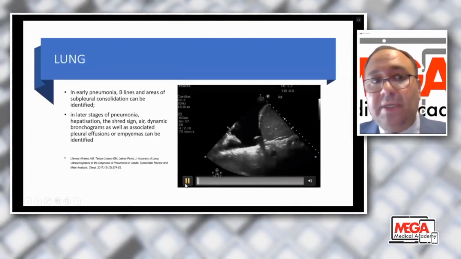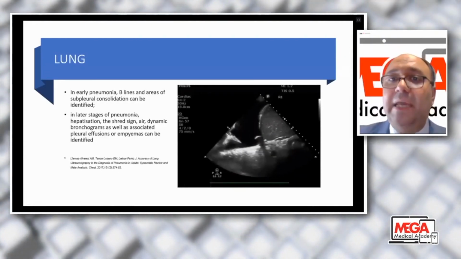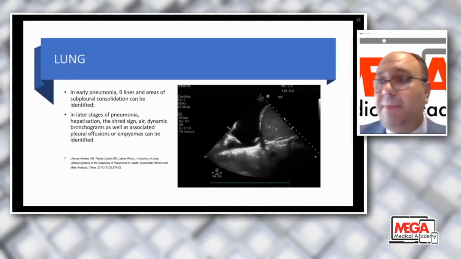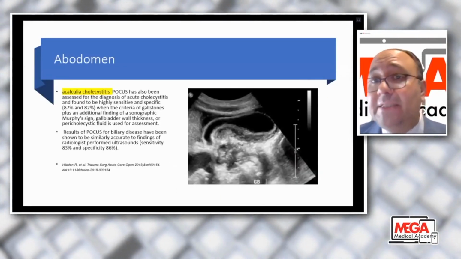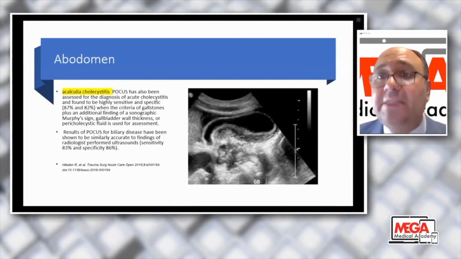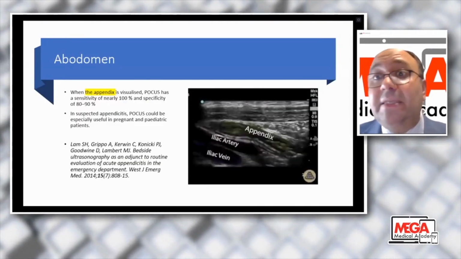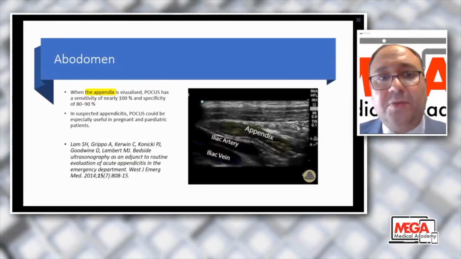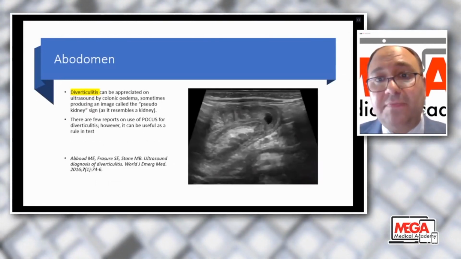Lung ultrasound: in early pneumonias, there are B lines and subpleural consolidation. Later there can be air bronchograms, or even what's called the shred sign and dynamic bronchogram also. Abdominal examination to rule out acalculous cholecystitis. POCUS is highly sensitive and specific to detect acalculous cholecystitis also. The appendix, especially in pregnancy and in the pediatric group, there is high sensitivity of using POCUS in detection of the appendix.